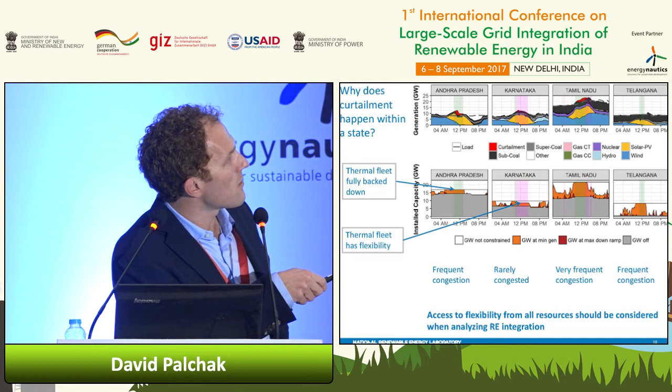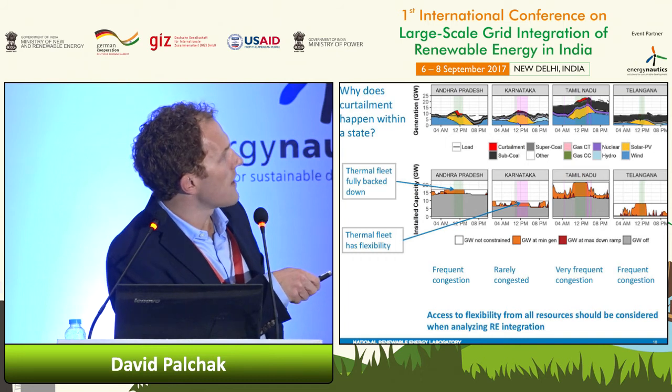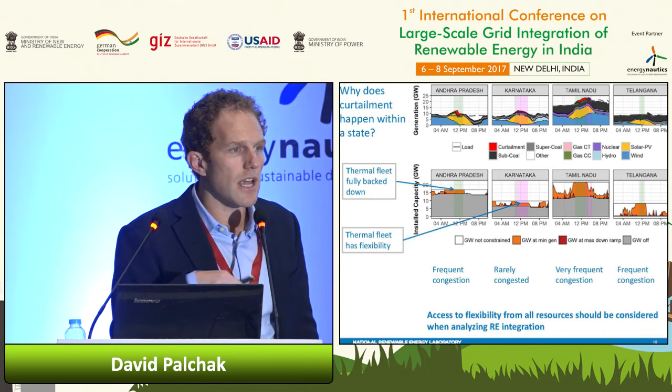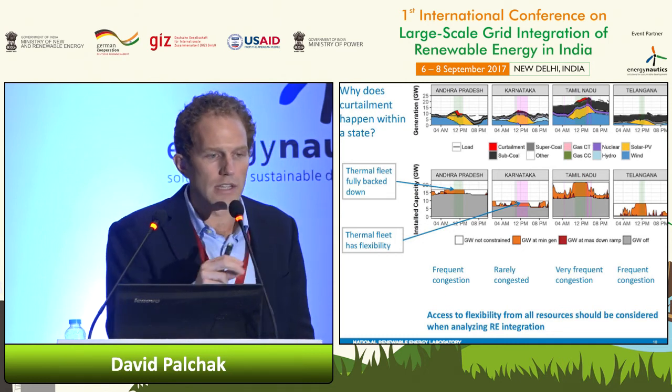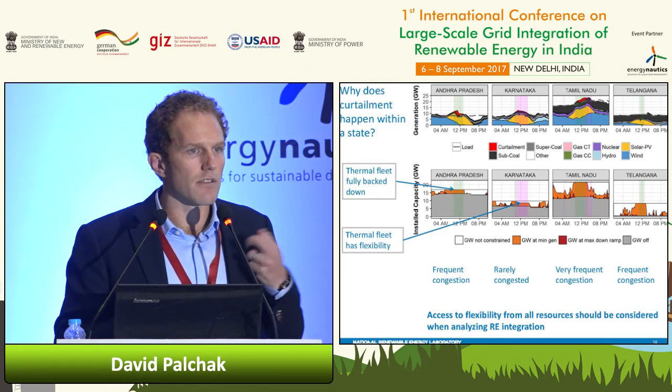And in the case of Tamil Nadu, we have a fair amount of curtailment here. If you look at what's going on in Tamil Nadu during that period, its coal plants are fully backed down, but its neighbor, Karnataka, is not fully backed down. And so that gives us some insight into the fact that Tamil Nadu, in this case, is not able to fully access the flexibility from the other regions.